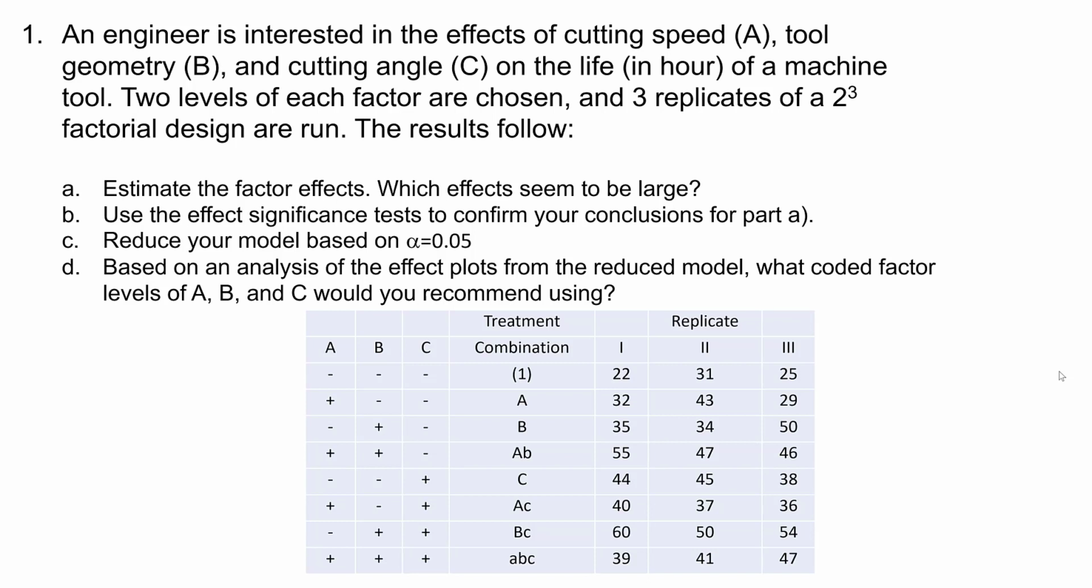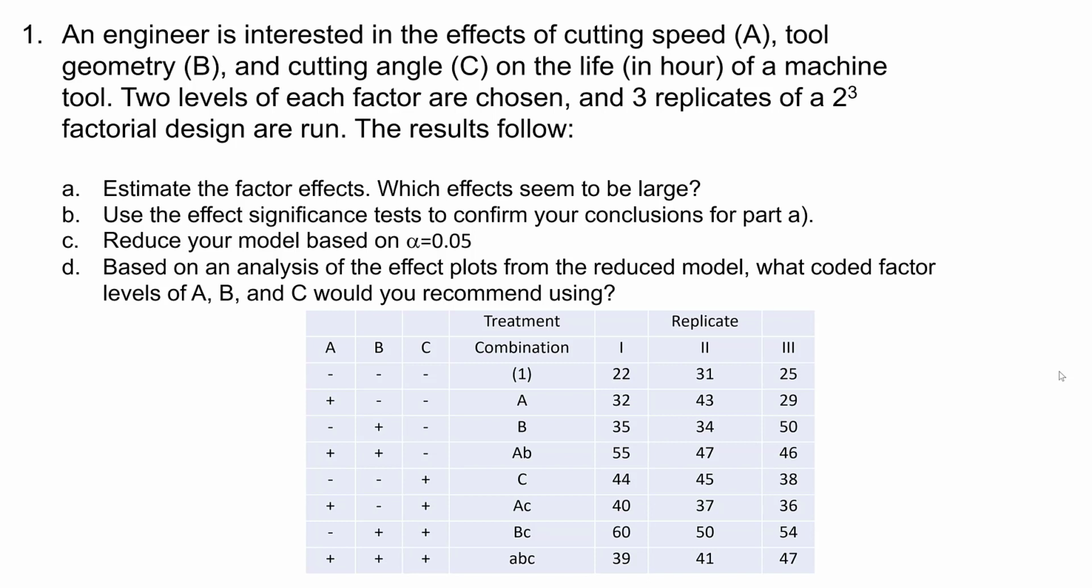An engineer is interested in the effects of cutting speed, tool geometry, and cutting angle on the life of a machine tool. 2 levels of each factor are chosen, and 3 replicates of the 2 to the 3 factorial design is run. We have the results here below. You can see we have our levels denoted by plus minus, and then we have our response for the 3 replicates. Okay, so what we're going to do is we're going to answer the questions that you see here.